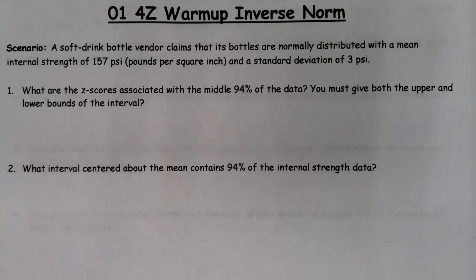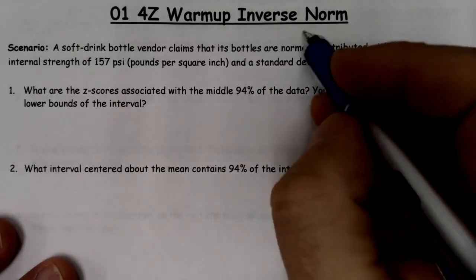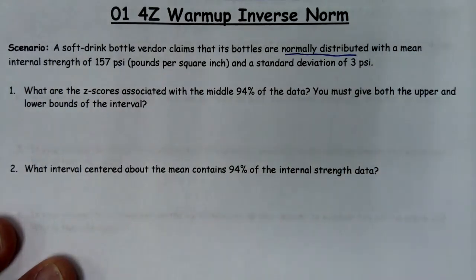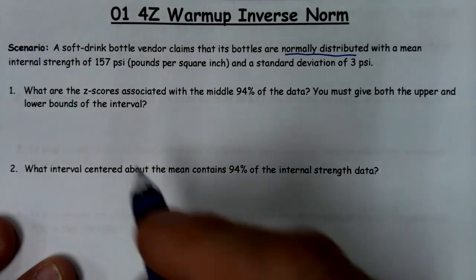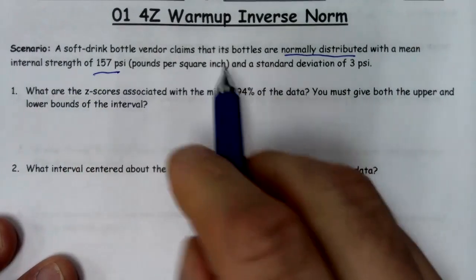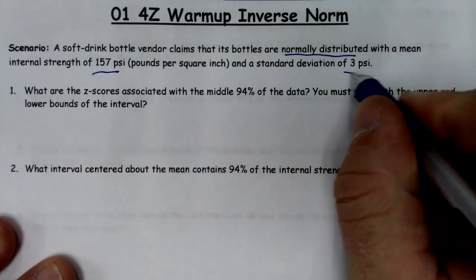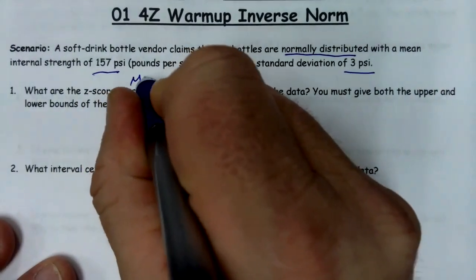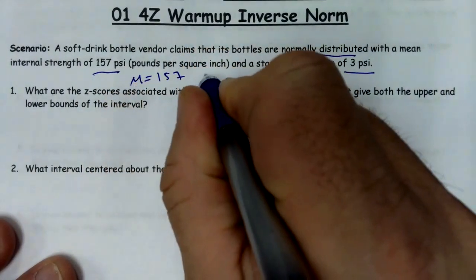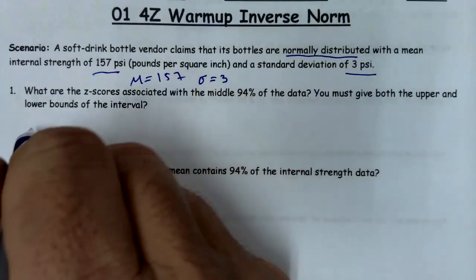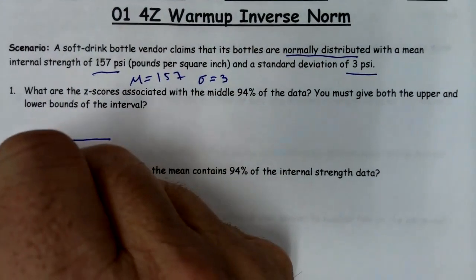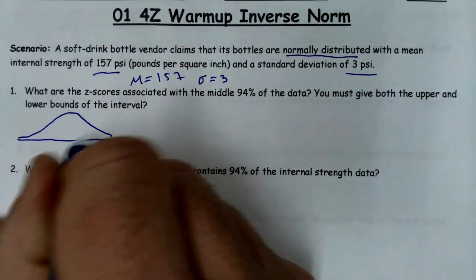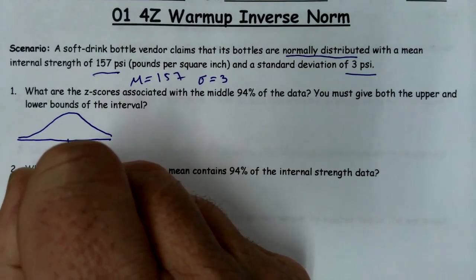So a soft drink bottle vendor indicates that its bottles are normally distributed. That's important. With a mean internal strength of 157 and a standard deviation of 3 psi. So if we're looking at this, we're going to go, all right, mean is 157, standard deviation is 3. We know it's normal, so let's get a picture of this real quickly. There's our mean of 157.